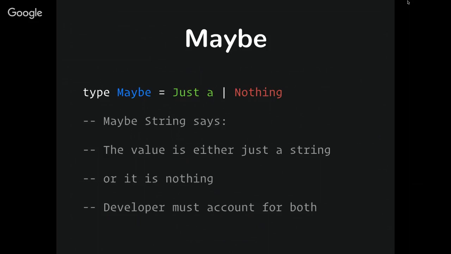Elm, since it doesn't have null, you have to say that you're representing a concept of nothing in some form. So there's this type called a maybe. And this says the value is either just a string or it is nothing. And the developer has to account for both. There's no forgetting to handle a null object being passed in and then calling a method on it and having your program explode. It says you need to deal with this or you're not allowed to use it.